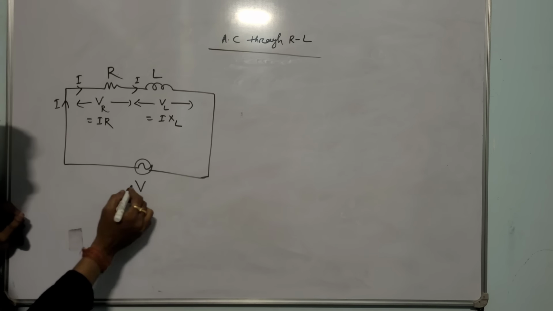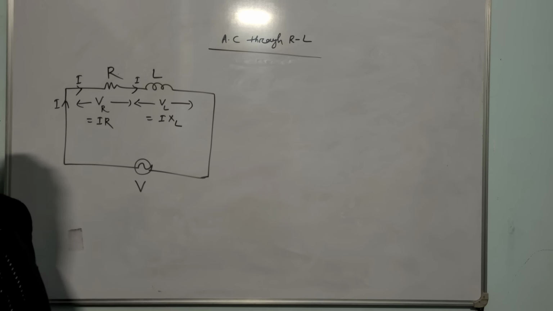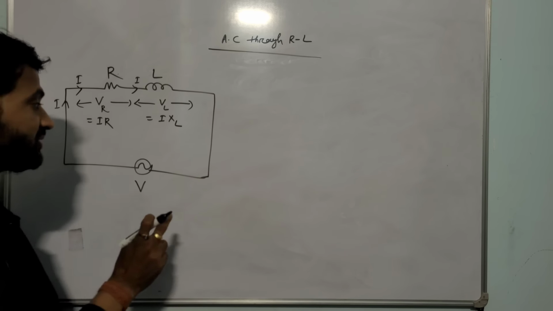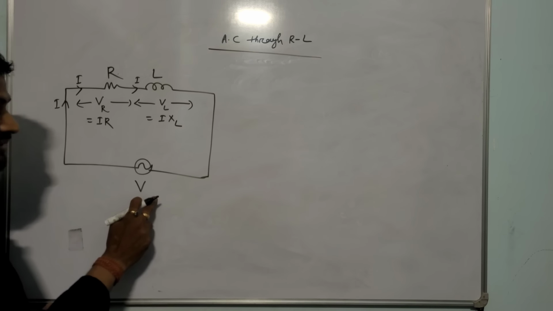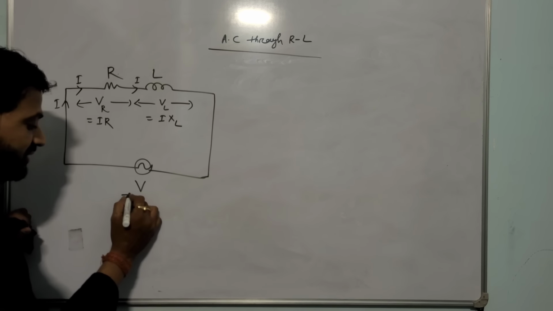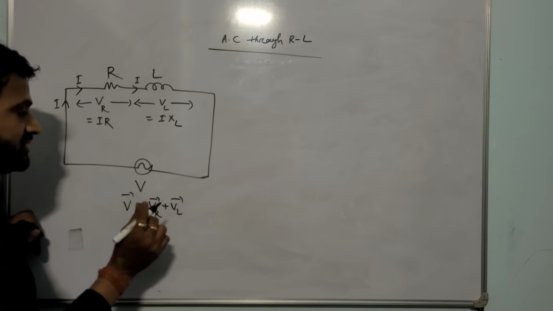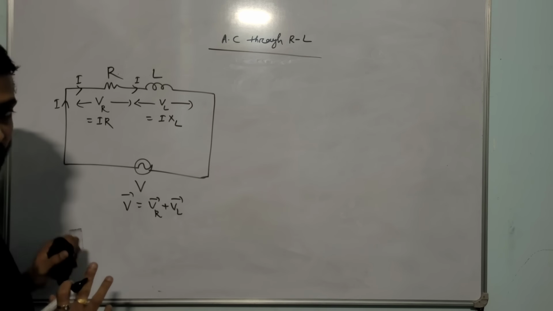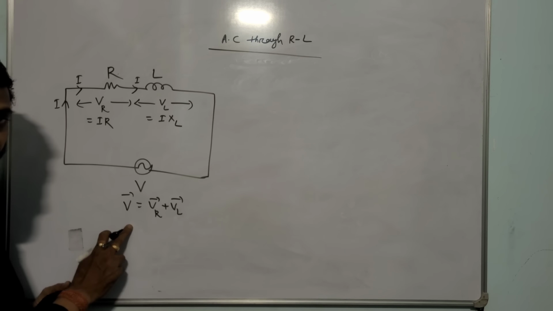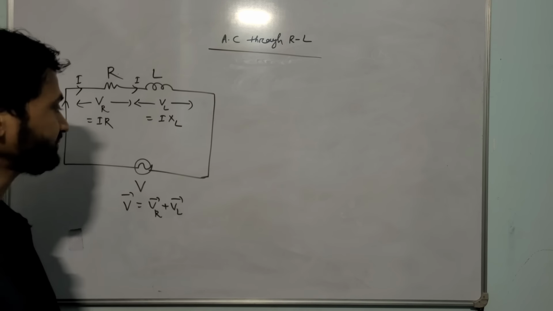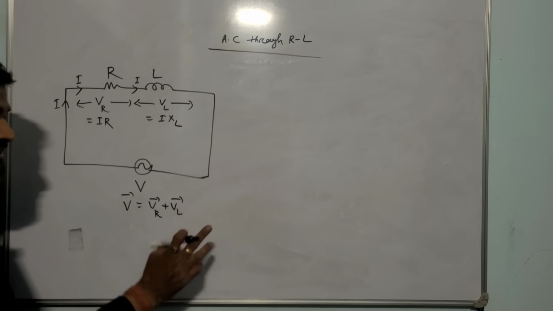See, remember one thing: you cannot say V is equal to VR plus VL. This is not an algebraic sum, this is not DC, it is AC. AC means phasor sum, the vector sum of VR and VL will be V. That means the V vector will be the VR vector plus the VL vector. Do not say V is equal to VR plus VL. If this were DC then you could have said it, but it is AC. Understood? So the V vector is the VR vector plus the VL vector.